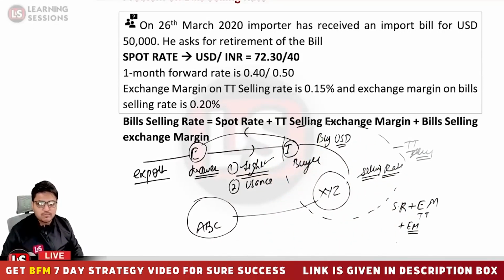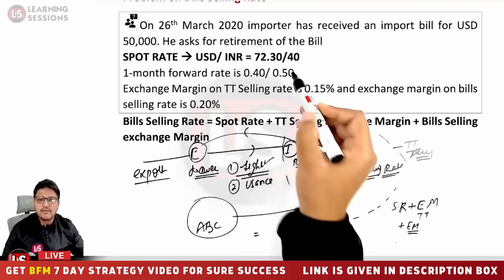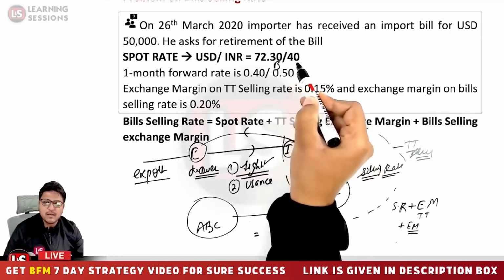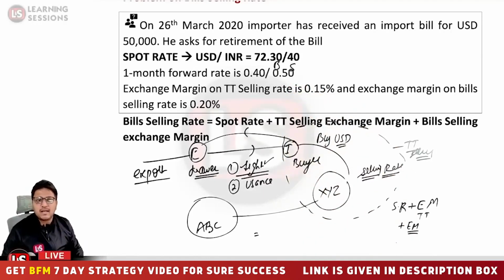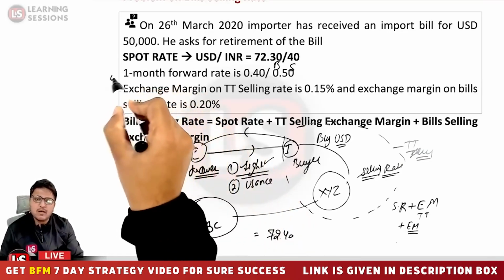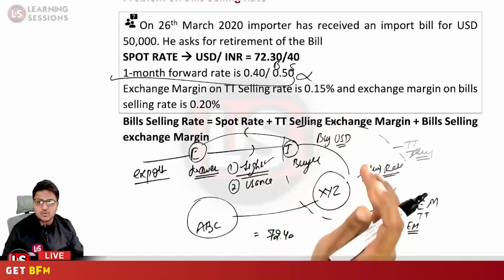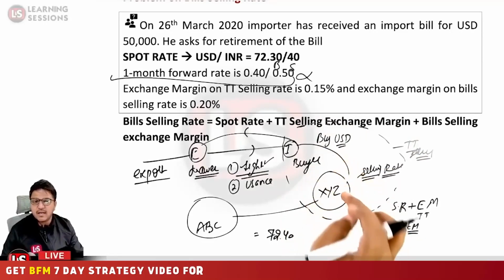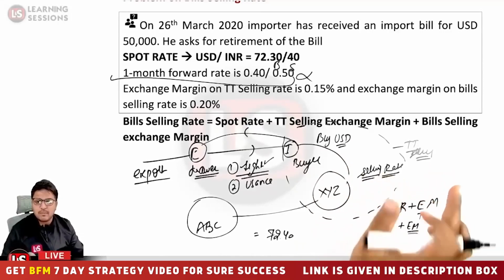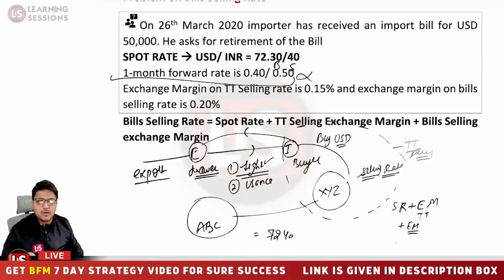Now what will be the answer in this particular case? It is a spot rate. The spot rate is 72.30/40. This is the buying rate and this is the selling rate. Further, it is related to the bills selling rate, so we are concerned about 72.40. Should we be considering the 1 month forward rate here? No, that shall not be considered, because we just sold the USDs to the customer at the current spot rate. That is why the TT selling rate was applicable, so the 1 month forward rate would not be applicable.